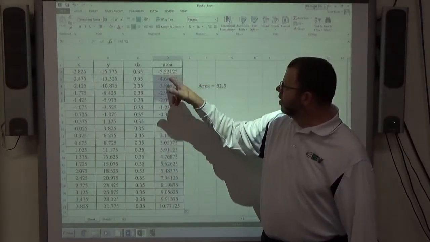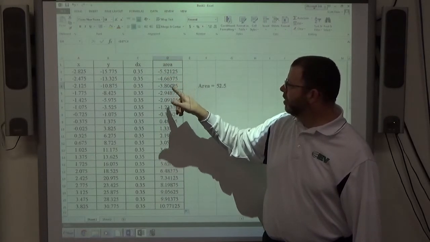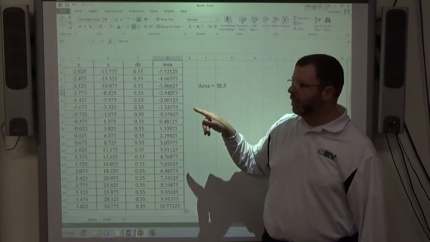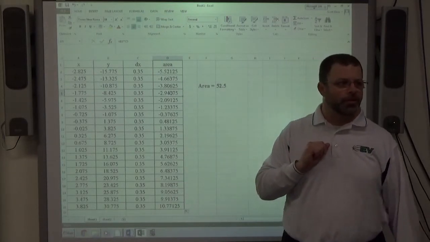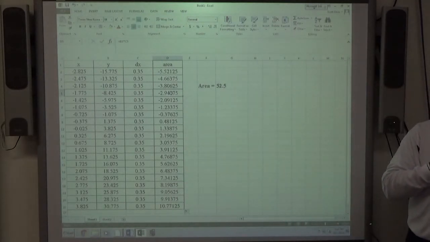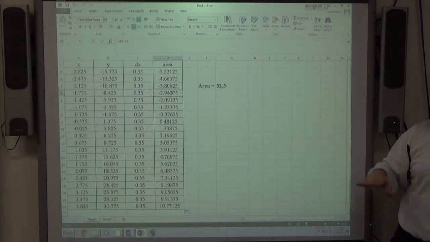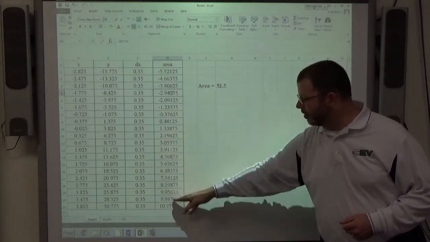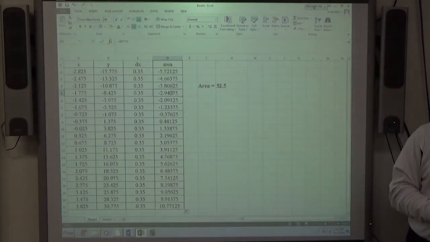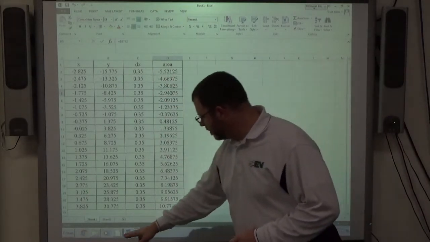Notice B2 times C2, that's B3 times C3, B4 times C4, B5 times C5, and so on. All these areas. And notice the answer is over here, 52.5. Our template's already there. It already has a formula over here to figure out the sum. Once you get all the boxes filled in, you've got the correct sum. So that's the correct answer. 52.5 is what we get for that one.